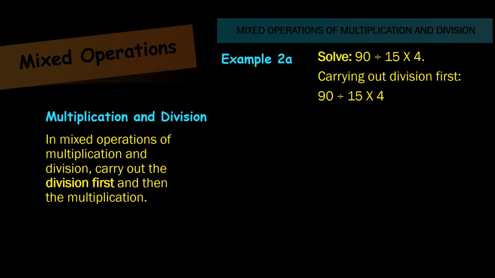90 divided by 15 times 4 gives us 6 times 4 to give 24.